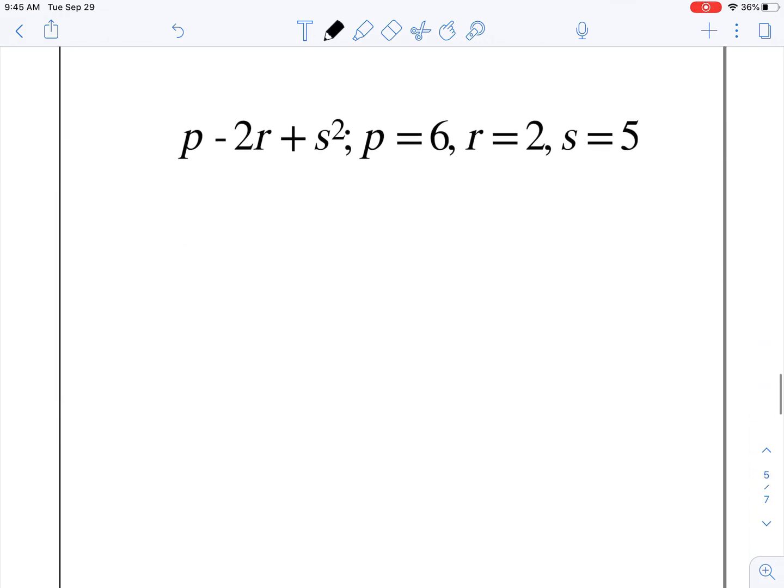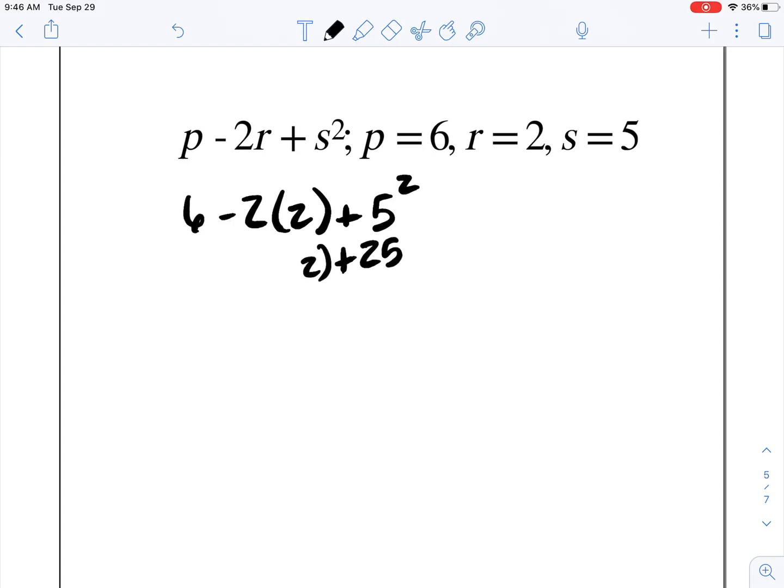Now we have 3 variables, so we have p minus 2 times r plus s squared when p is 6, r is 2, and s is 5. So p is 6, r is 2, and s is 5. And don't forget that squared. We don't have any grouping symbols, but we do have an exponent, so I have to do that first. Remember, exponents mean 5 times itself 2 times, so that's 25.